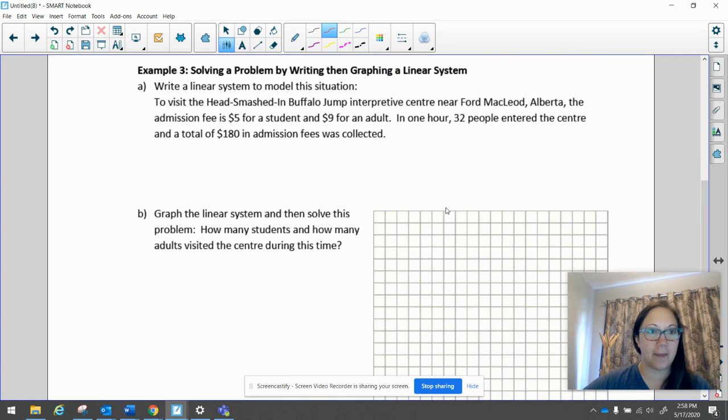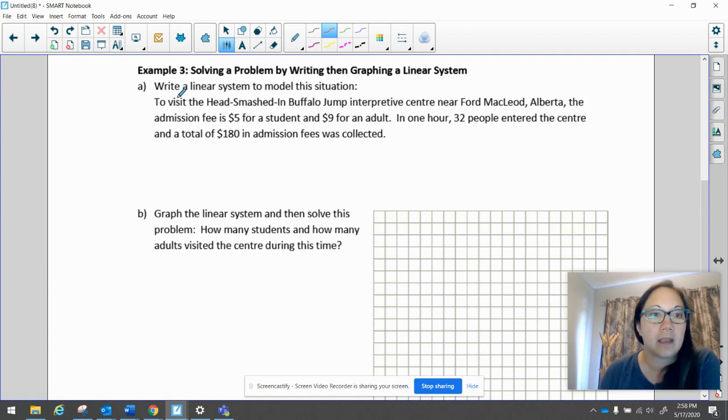Okay, here's our final example. Example 3, solving a word problem by writing and then graphing the linear system. This one's a little bit different because we're not given the equations. So we're going to come up with them using our skills that we practiced in 7.1 to write some equations. So A, write a linear system, that means 2 equations, to model this situation.